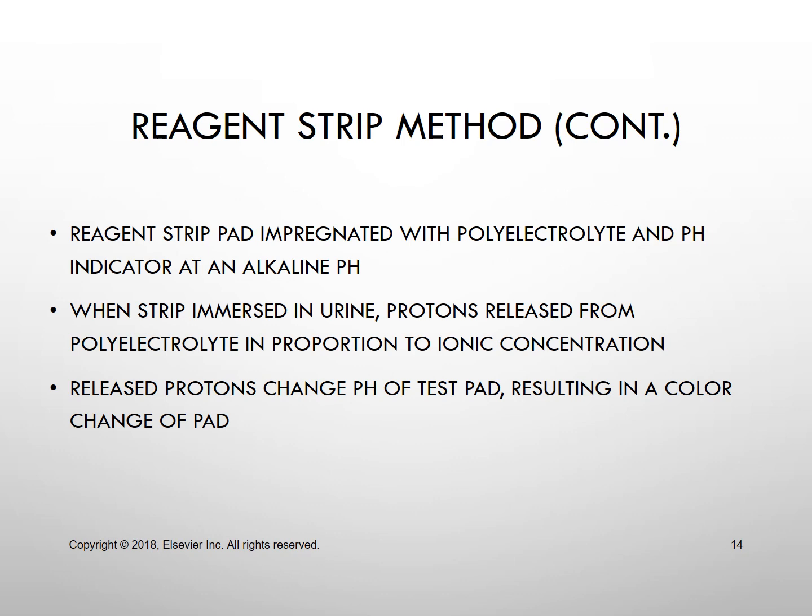Now, when the reagent strip is wet, the pad itself has a polyelectrolyte and a pH indicator at an alkaline pH. So when it's immersed, protons will be released, and that will be proportional to the ion concentration. What this means is released protons change the pH of the pad to result in a color change of the pad, which you can read.